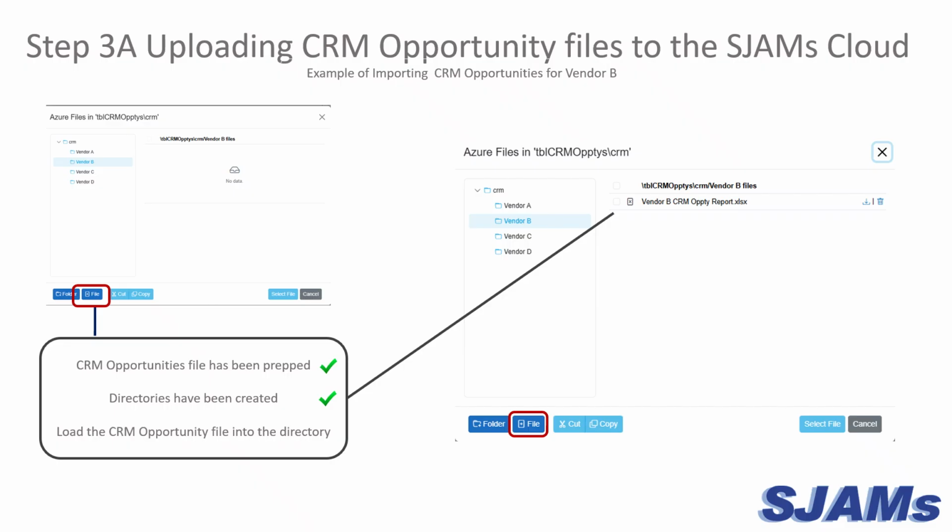It's important to keep the CRM opportunity file exactly the same name each time. By maintaining a consistent file name, the system will automatically overwrite the previous version. Keeping the file name identical will help with the import rule, which we will discuss on the next slide.